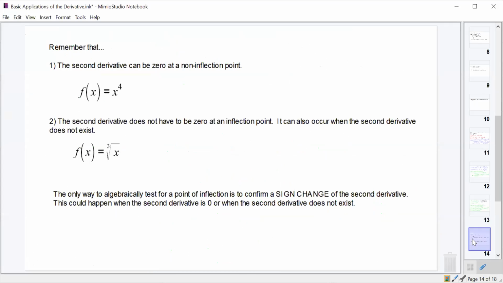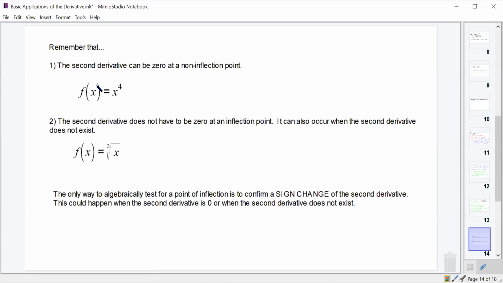All right, so a couple of things to remember. First off, the second derivative can sometimes be 0, even if there's not an inflection point there. So always do your sign chart to prove it. And one example is x to the 4th, right? First derivative is 4x cubed. Second derivative would be 12x squared, right? So at x equals 0, the second derivative is 0, but there's no inflection point at x equals 0. It's actually a local min, so make sure you check the sign chart.